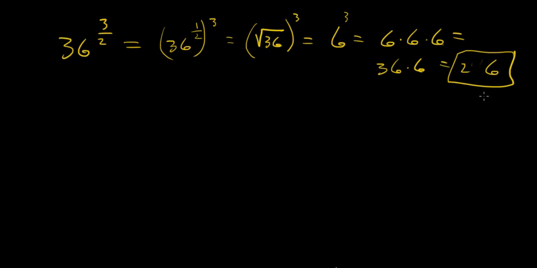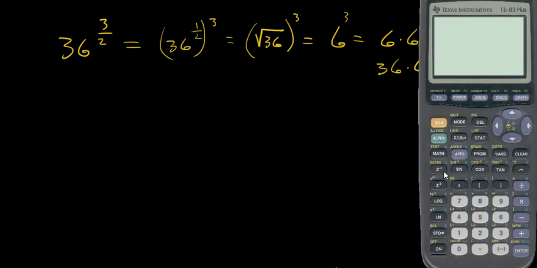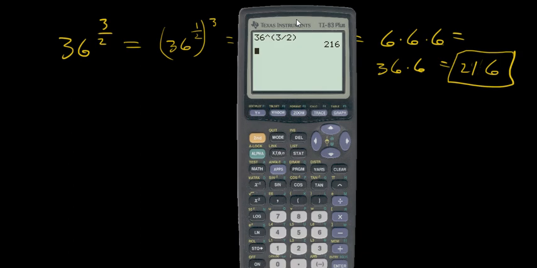This is why I push buttons on occasion, okay? And speaking of pushing buttons, let's try that right now, shall we? 36, and this is where you really need to use parentheses, 3 over 2 is, ba-ding, 216, like I said.